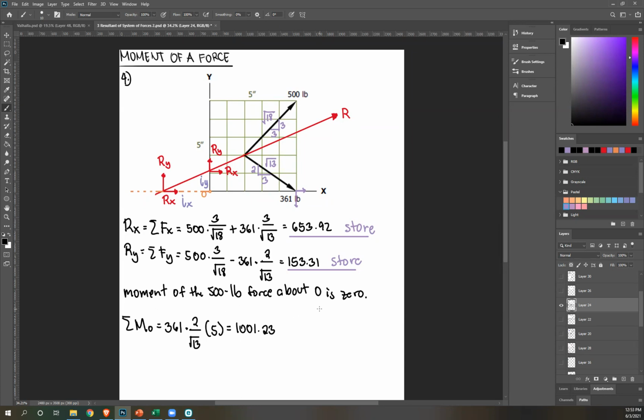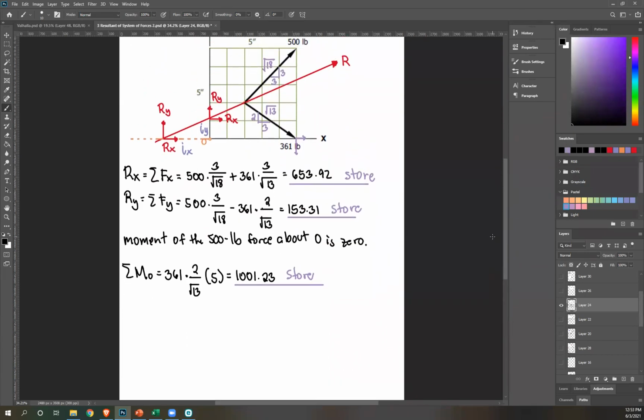Okay. And like what we did earlier, please store that. By the way, the unit of this is pounds. Moment is pound inch. So don't need to solve for that. All our units are uniform.